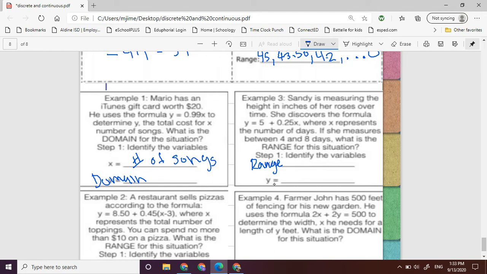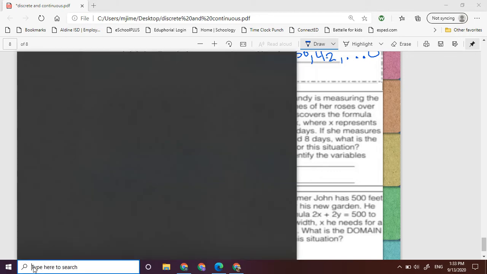And we just list them in order. So the max is $20. It's $1 for each one. So we just do 1, 2, 3... Let's figure this out. This one I really do need a calculator for because I don't know what 99 cents goes into 20 would be.